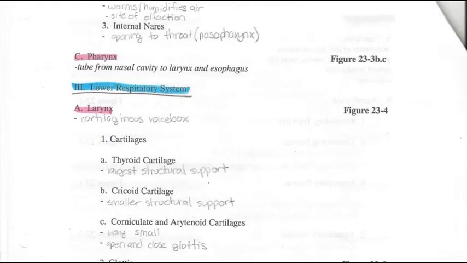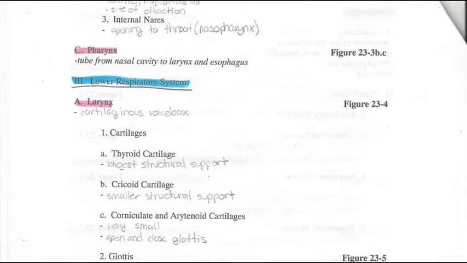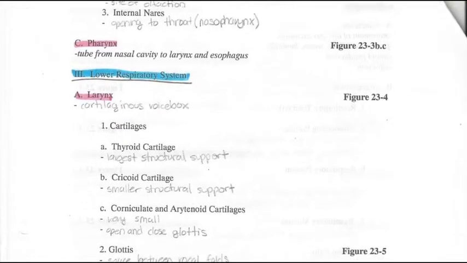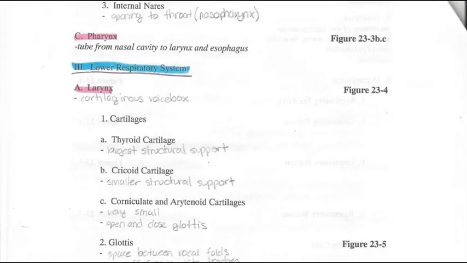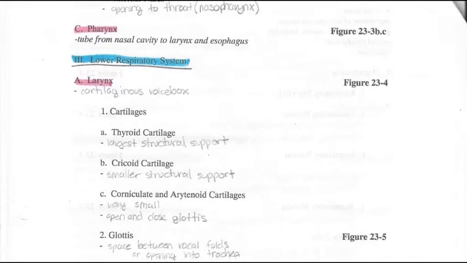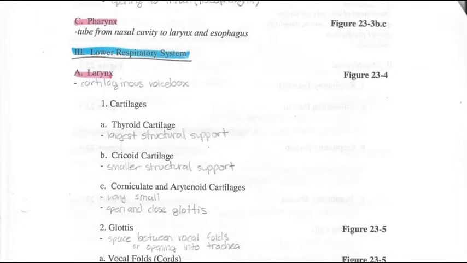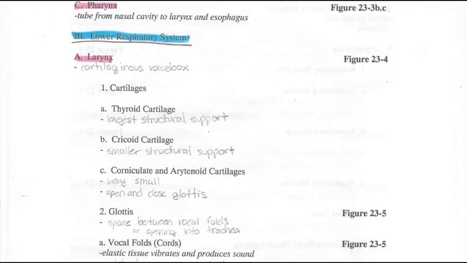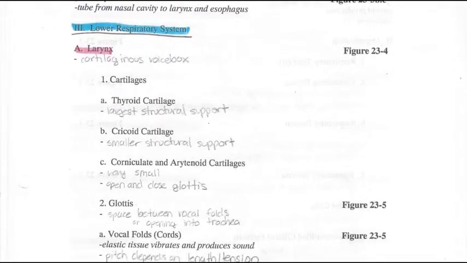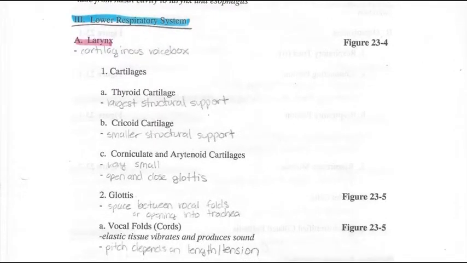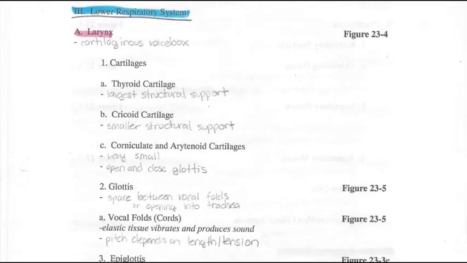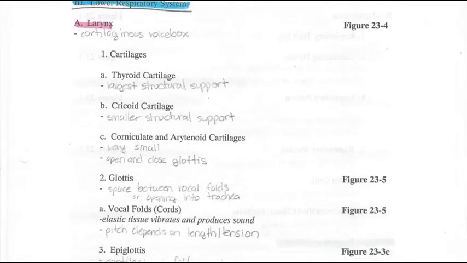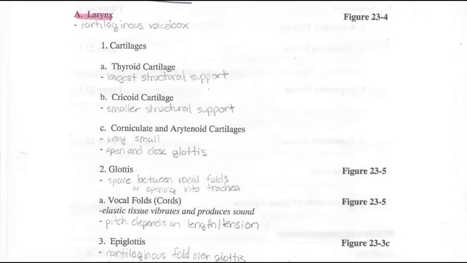This is the cartilaginous voice box. 1. Cartilages. A. Thyroid cartilage. This is the largest structural support. B. Cricoid cartilage. This is the smaller structural support. C. Corniculate and arytenoid cartilages. These are very small and open and close the glottis.